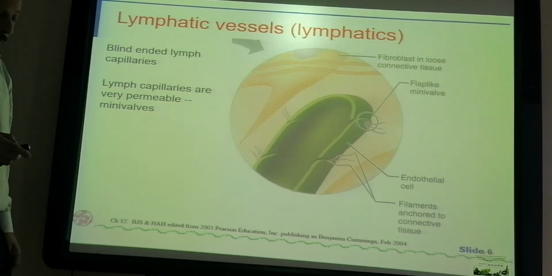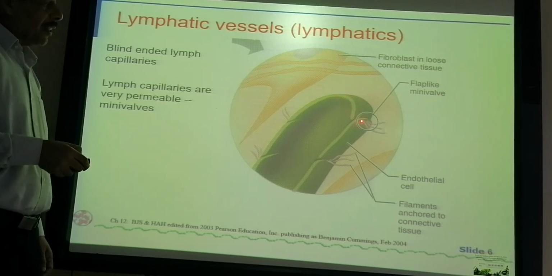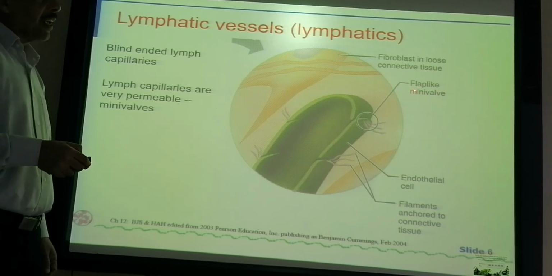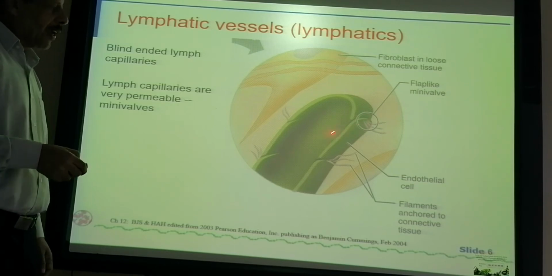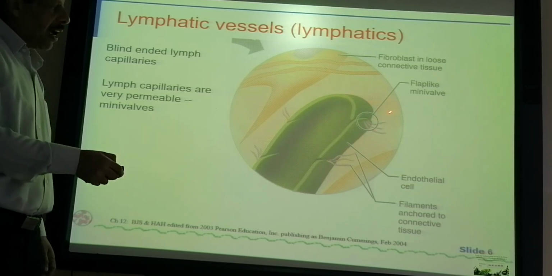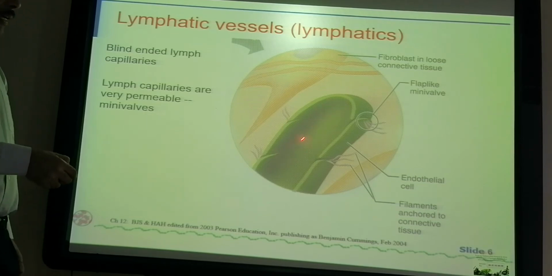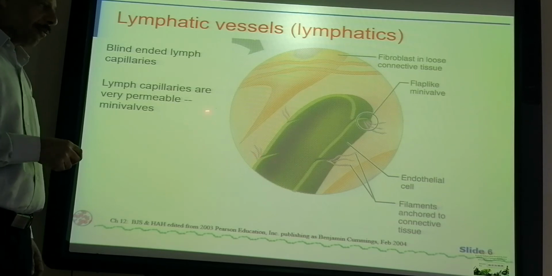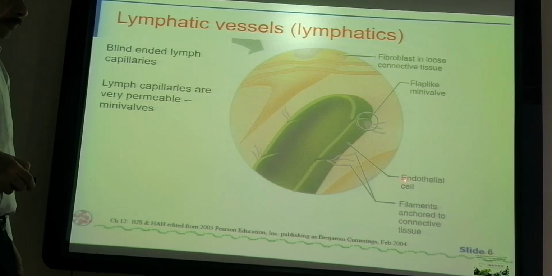So this is the blind end of the lymphatic vessels. At that end there are flap-like mini valves that permit one-way direction of the fluid, which is accumulated in the surrounding tissue, to enter inside the lymphatic vessels and then go to the lymph nodes until it reaches the circulation, back to the circulation.